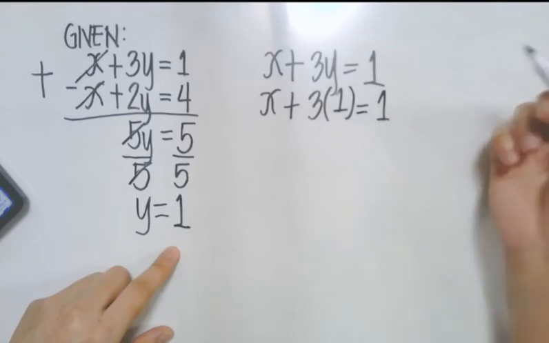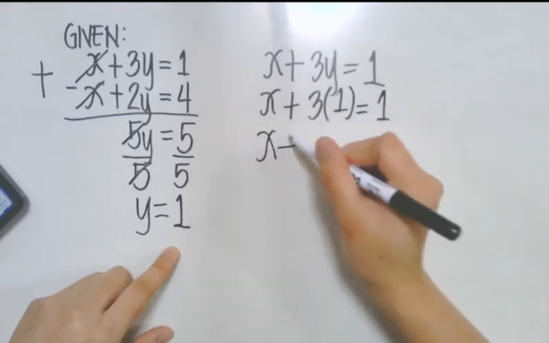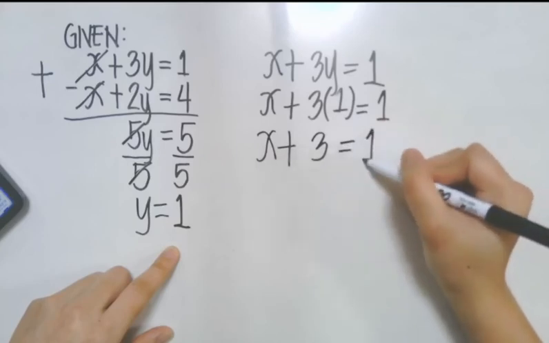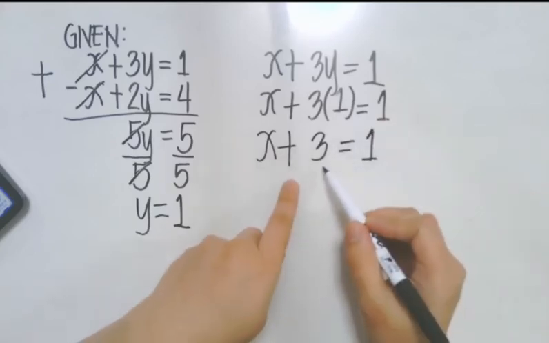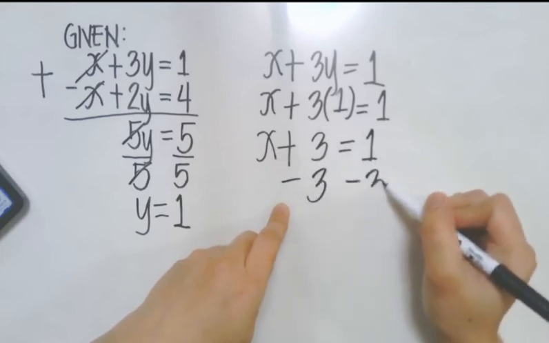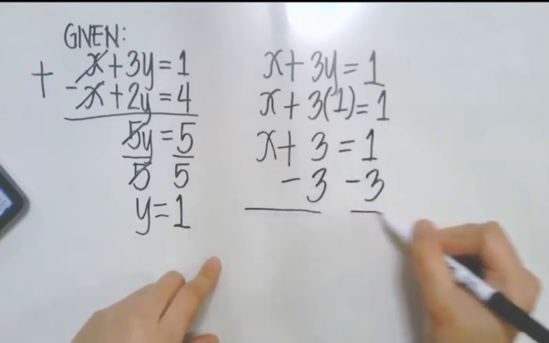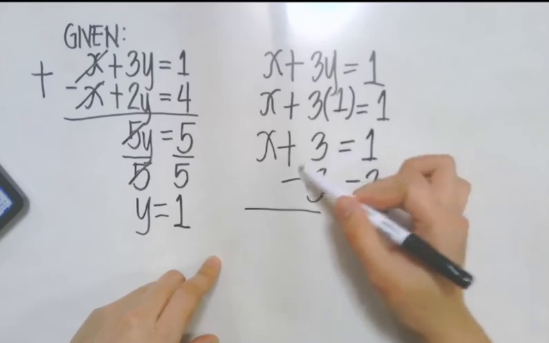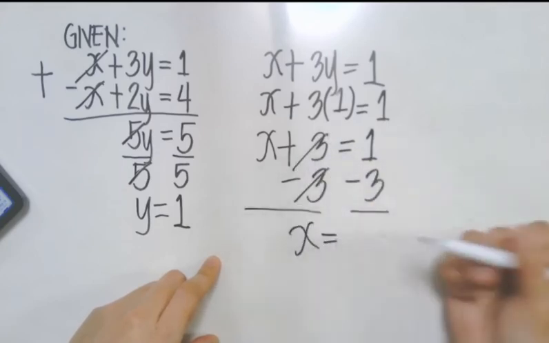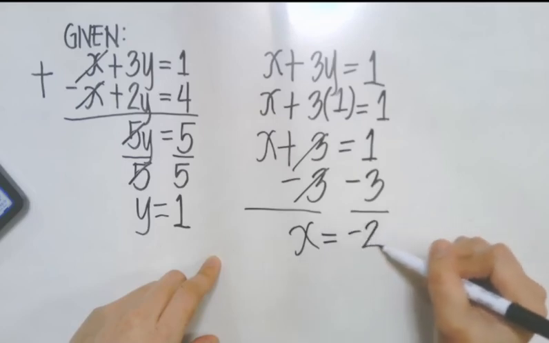And then we simplify. 3 times 1 is 3, so x plus 3 is equal to 1. And then subtract 3 from both sides of our equation to solve for the value of x. 3 minus 3 is 0. x now is equal to negative 2.